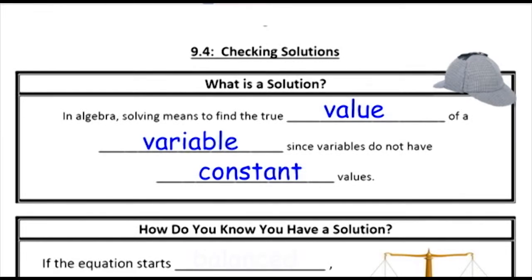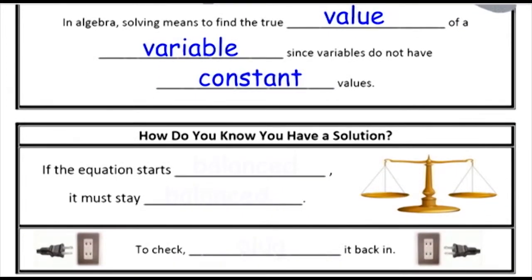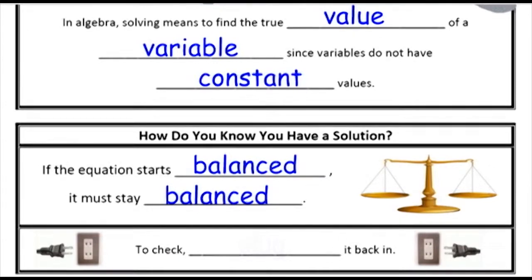How do you know you have a solution? Again, to reiterate, an equation is balanced. If it starts balanced, it must stay balanced. So you're given an equation that starts out balanced. You solve, you get a solution. It still must be balanced. When we check it, we need to make sure it's balanced as well.